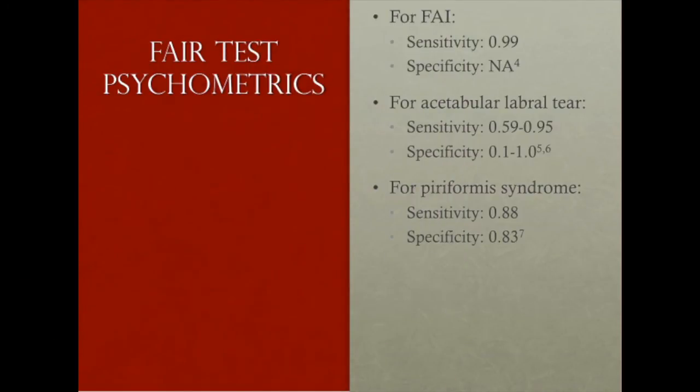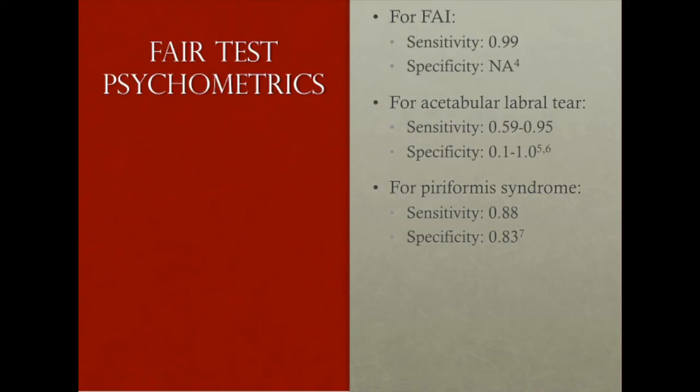The FAIR test psychometrics. A little bit on sensitivity and specificity. So sensitivity means that the higher the number, the more likely that a negative result indicates the patient does not have the proposed underlying dysfunction. Specificity means that the higher the number, the more likely that a positive result means the patient does have the proposed underlying dysfunction, in this case, that the FAIR test is testing for.